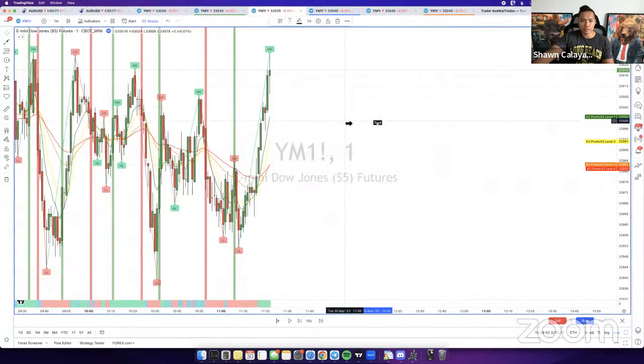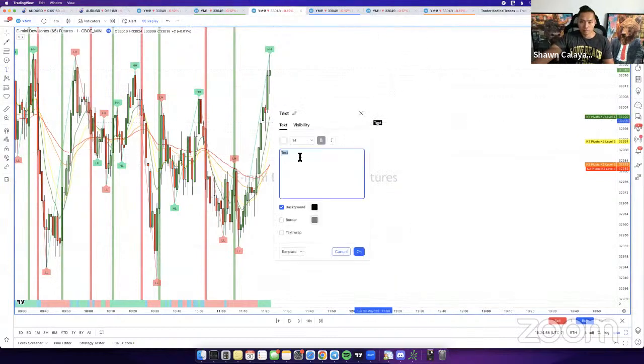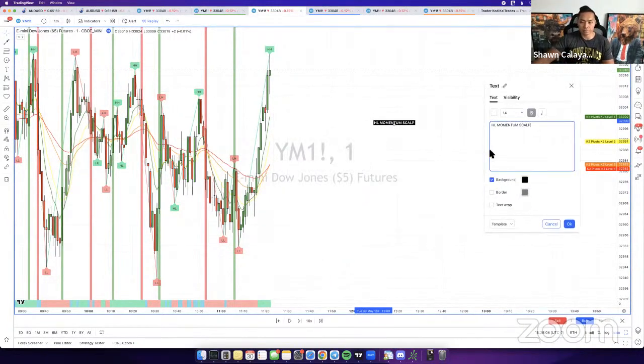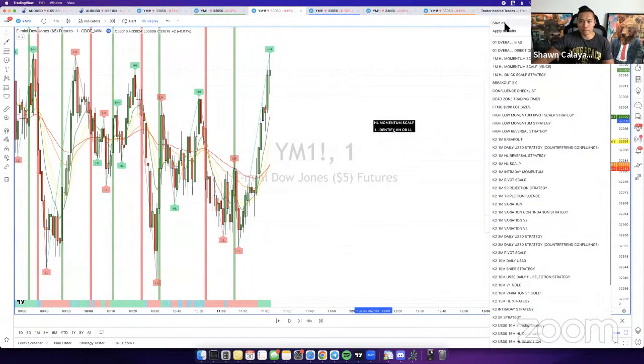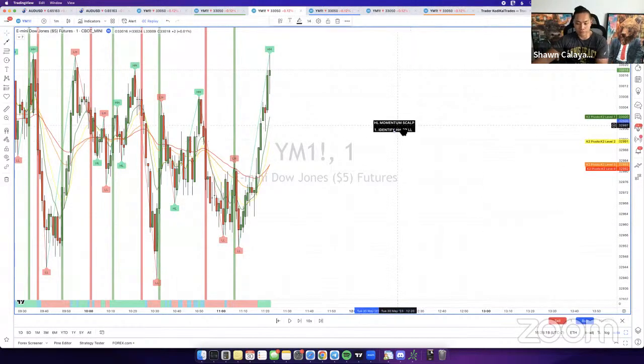This is just a text box. If you open a text box here, you just create your own strategy. When you pull up the videos, you'll see, okay, this is a high-low momentum scalp. When you're watching the videos that I have, you're just going to type it up yourself. Requirement 1, identify a higher high or lower low, right? And then you hit template and you hit save. I can't give you this because it isn't part of TradingView. You'll have to just type it out.